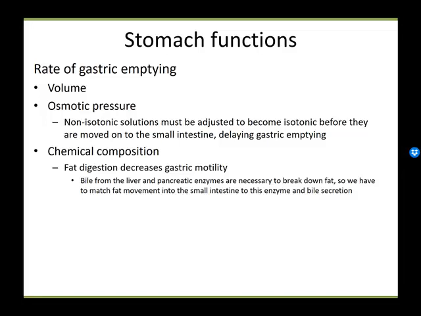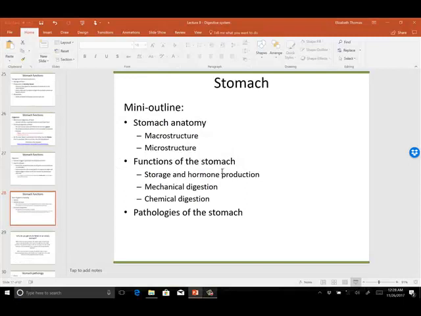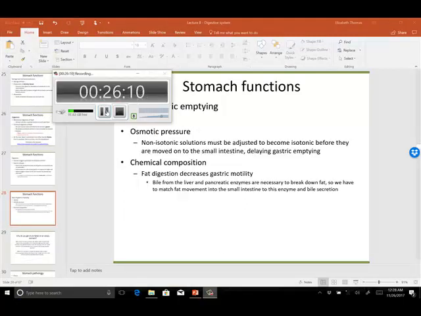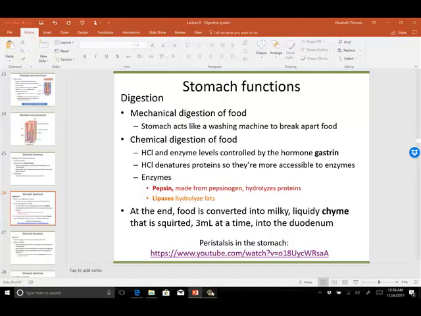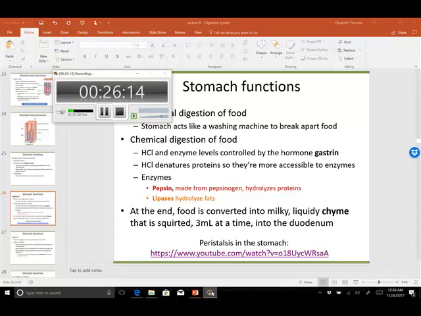So let's look at how fast our stomach empties. And hold on just one sec, guys. Okay, sorry for the interruption again, guys. My dog walked in and wanted attention.